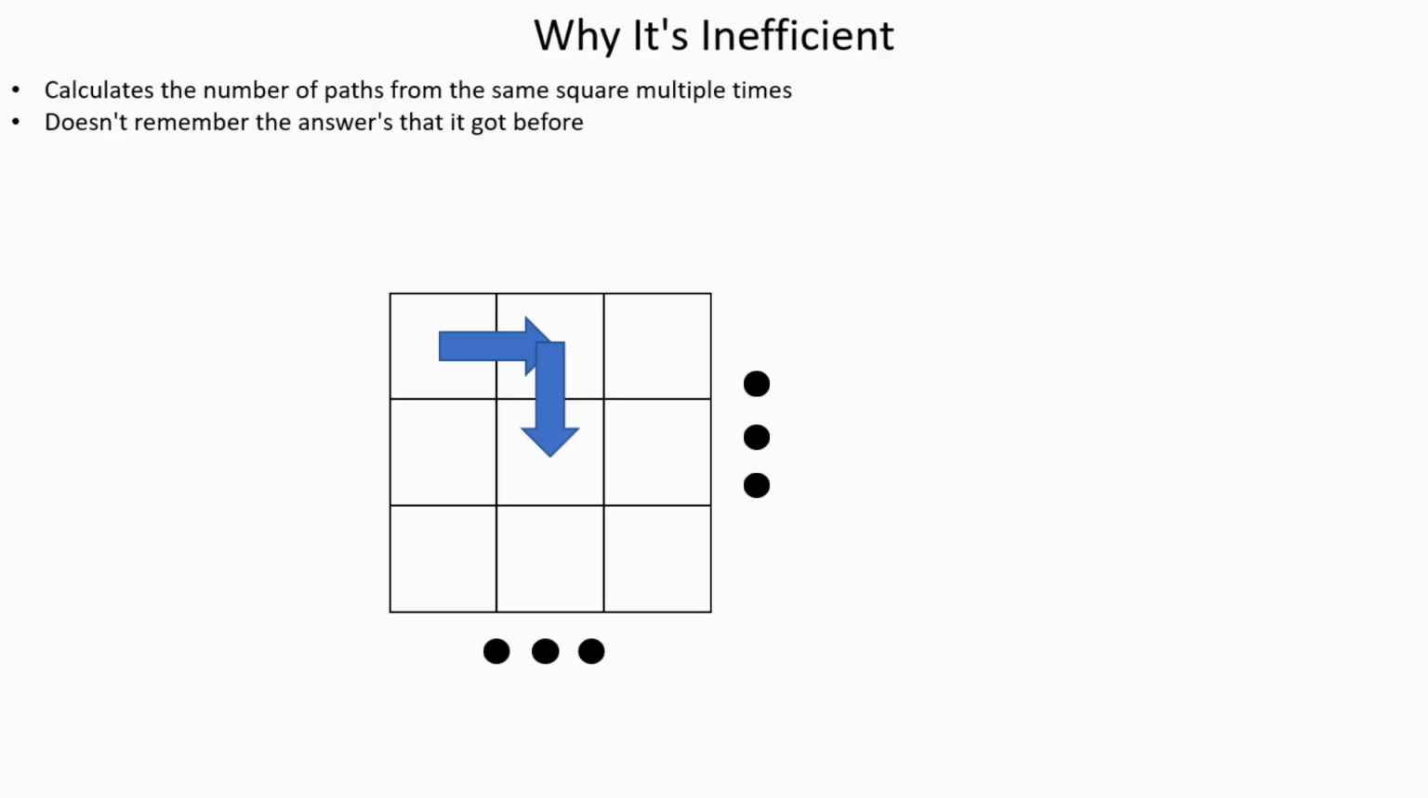And then after we calculate all of those paths, when we go back, we have to calculate all of those paths again. And m and n can be really big, so we're practically doing the entire problem again.